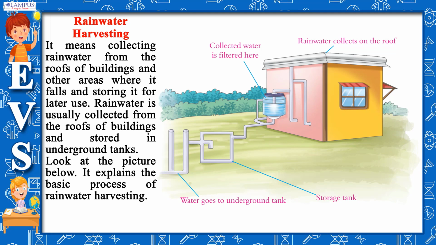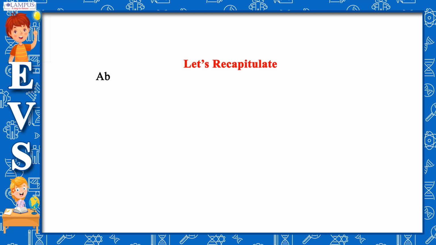Collected water is filtered here. Rainwater collects on the roof. Water goes to underground tank. Storage tank. Let's recapitulate. About 70% of the Earth's surface is covered with water.